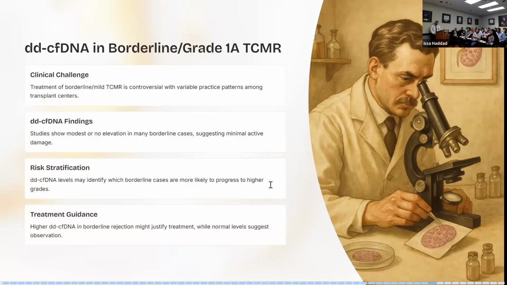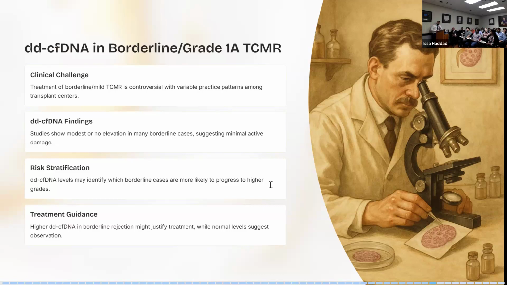I mean, there is variable practice among different centers, and the studies show modest or no elevation in many borderline cases in the donor-derived cell-free DNA. Now, I don't have a lot of studies to present to you, but this is the summary of what I was able to read, suggesting minimal active damage when they have only a modest or even no elevation.